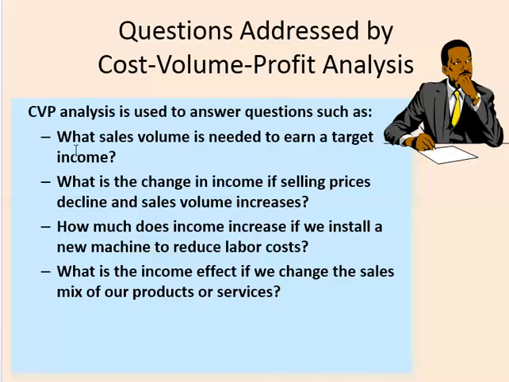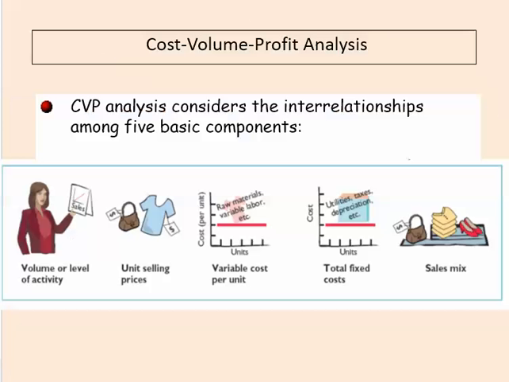So here's some typical questions that we could ask. What sales volume is going to be needed to earn a certain amount of income? So we want to take home $100,000 a year. How much product do we need to sell in our business? Or what is the change in volume if selling prices decrease but sales volume increases? Or how much does income increase if we install a new machine to reduce labor costs? What is the income effect if we change the sales mix of our products and services? So there's a lot of great information that can be had from CVP analysis.